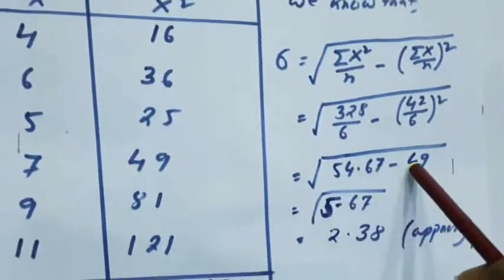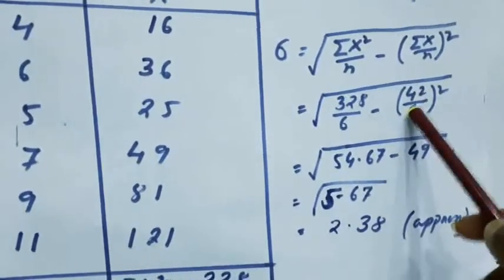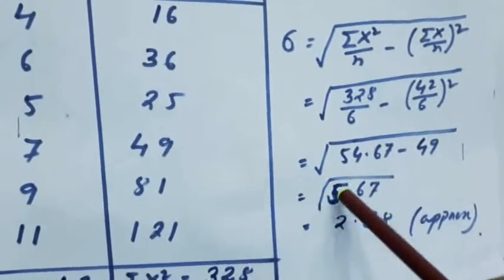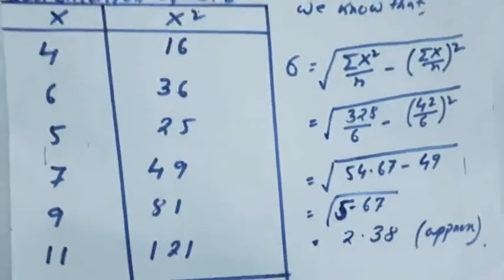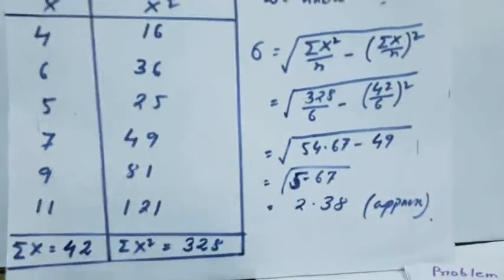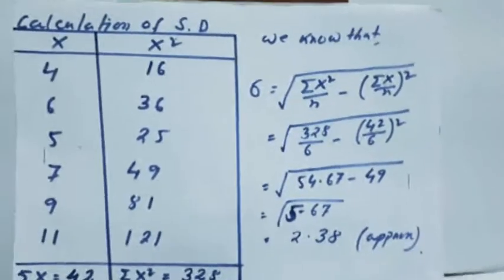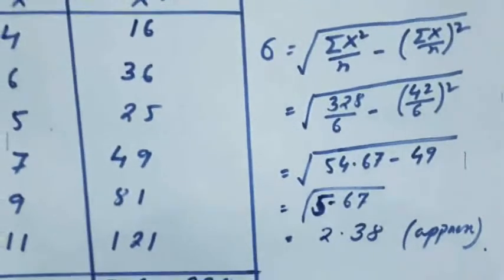If we divide this, we will get this one. 42 by 6, 7 square, 49. It is 5.67, root over. This is 2.38. Okay. In this way, we can calculate the standard deviation when the magnitude of the data is small.